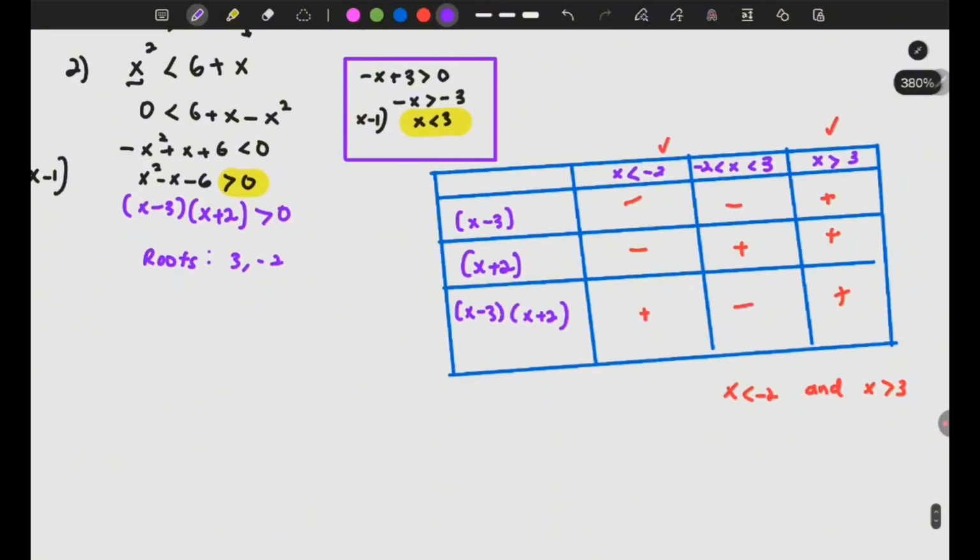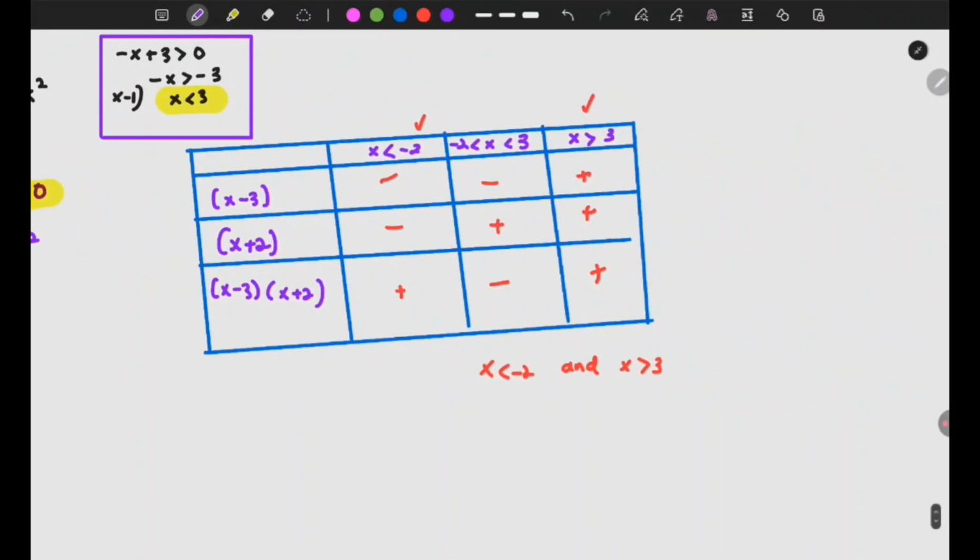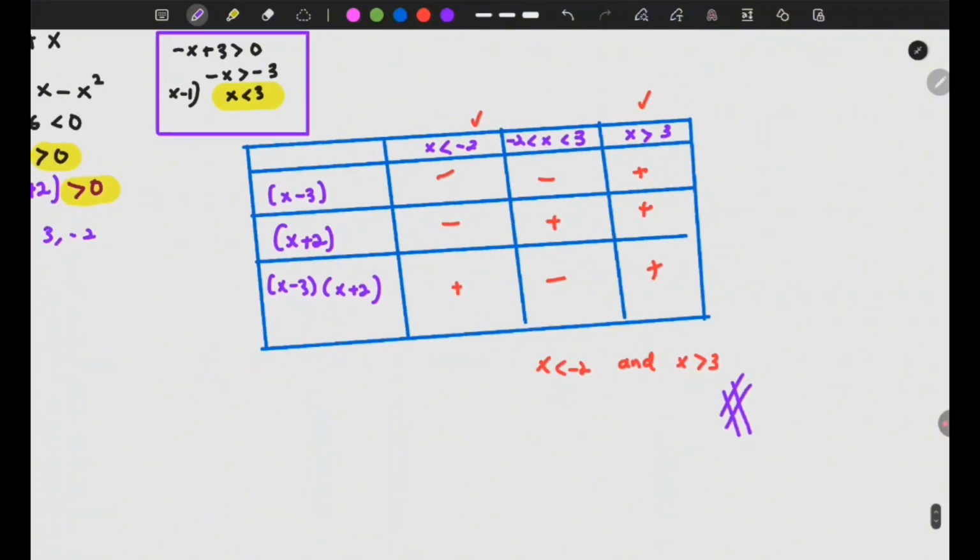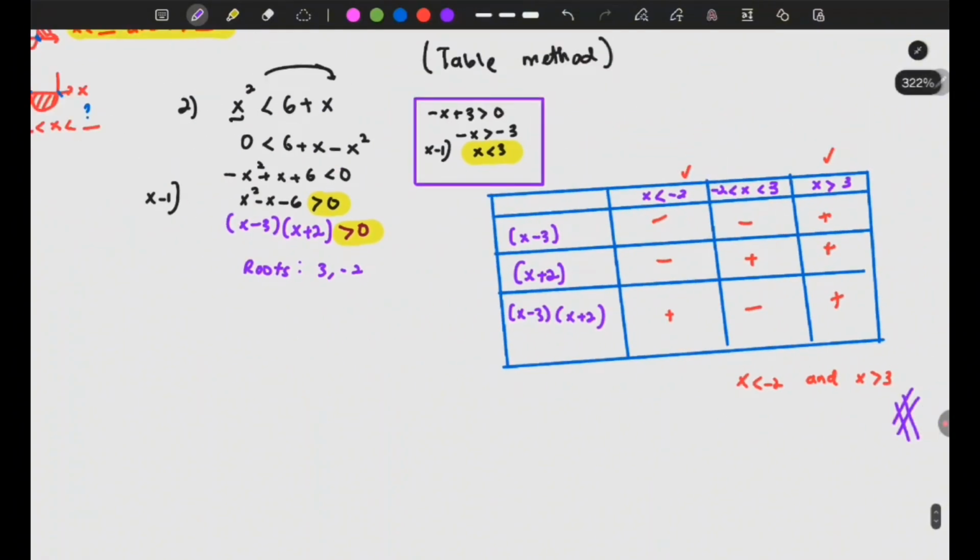Yeah, we're done with the table method. Sorry, my table is so messy. Remember, when you times or divide the x by a negative, the sign will reverse. And next, number 3. X squared plus 2x more than 15.